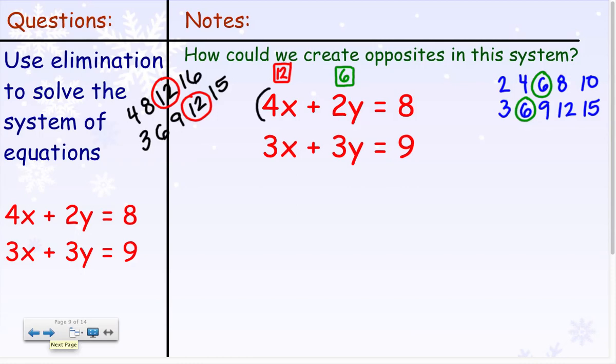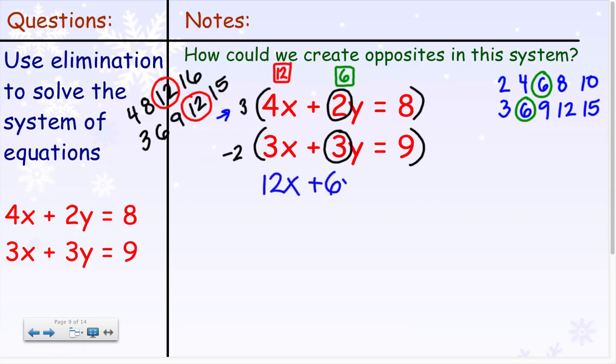So I want to make my top equation become 6. So that means I have to multiply 2 by 3. And then I want to make my bottom equation become negative 6. So that means I have to multiply 3 by negative 2. So both of your equations are going to be changing. So let's start with the top one. 3 times 4 is 12x. 3 times 2 is 6y. 8 times 3 is 24.